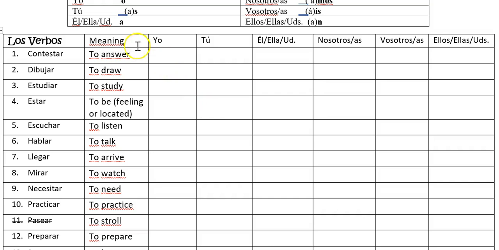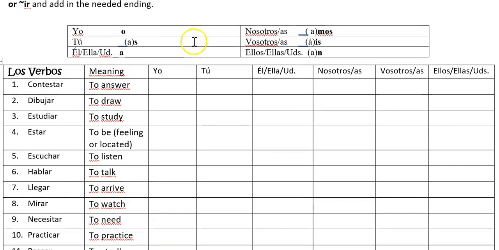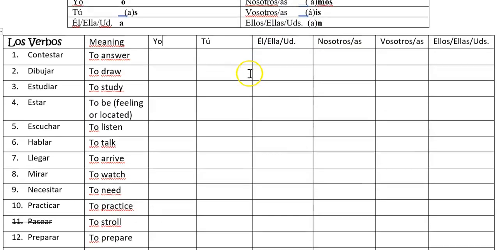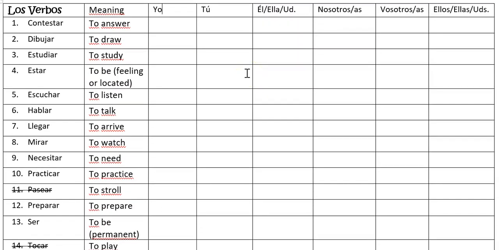Okay, welcome back. So now if you didn't already, what I want you to do is take the first three, contestar, dibujar, estudiar. See if you can either lightly with pencil or in your mind write what the endings for these would be. How would you say, I answer, you answer, he answers, we answer, y'all answer, and they answer in Spanish? Remember, we don't need the pronouns. We don't need these because what we use is these verb endings. So pause here while you give that a go.